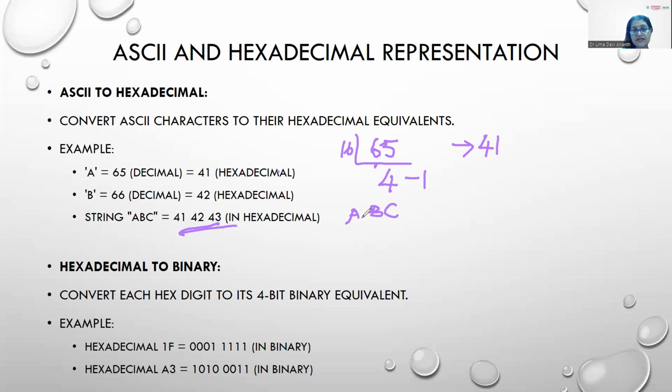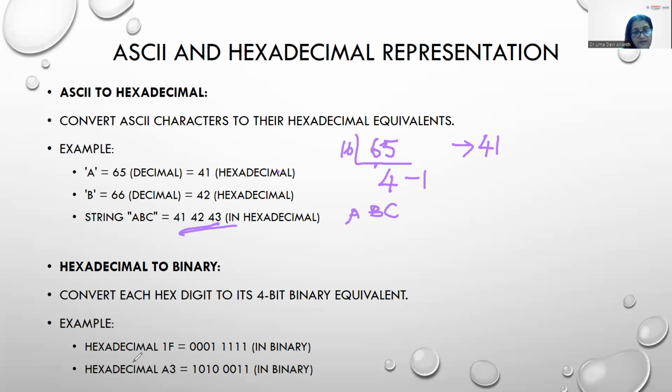That means in ASCII, 41 is nothing but 65. That is A. 42 is 66. That is B. 43 is 67, which is C. So this is how to convert.